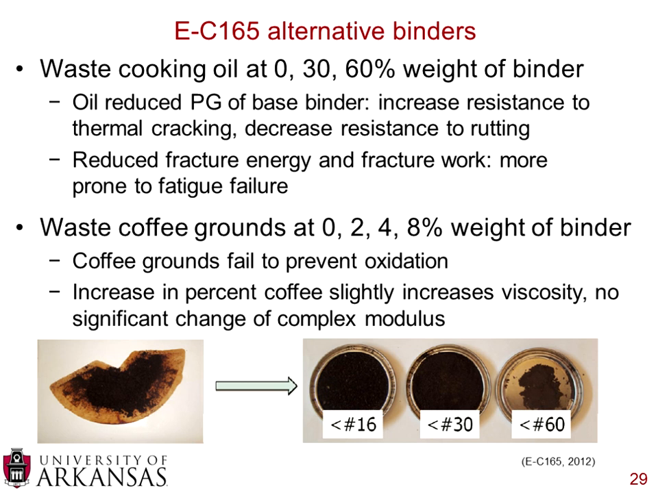And they found that the oil reduced the PG of the base binder, so they were able to get a softer material, which increases resistance to thermal cracking, but it decreases the resistance to rutting. So if you shift both that high and low temperature grade downward, then you are running the risk of having a rutting prone mixture, but you are getting some thermal resistance.